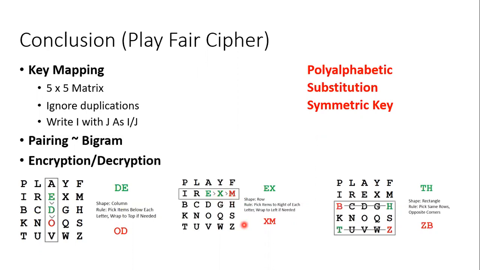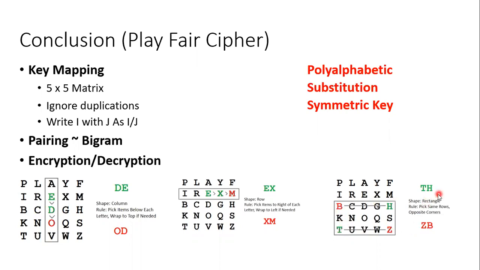If I draw it for you, for encryption we will encrypt it like here, and we will decrypt in a circular motion like this. And the third and final rule for encryption is if both characters are not in the same row and not in the same column, then this is the rectangle shape. The rule is we have to pick the same row and the opposite corner.